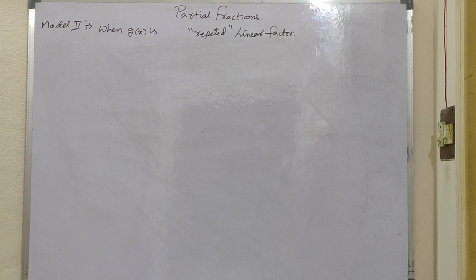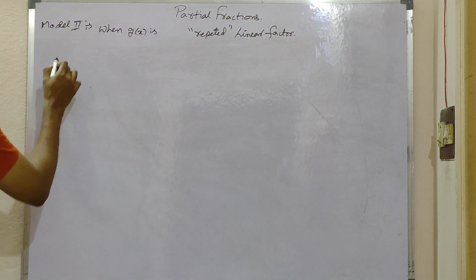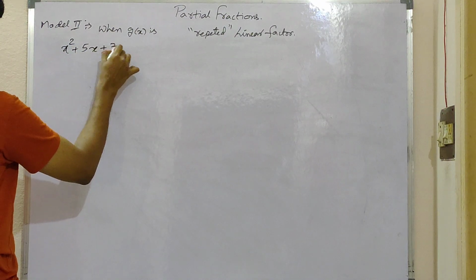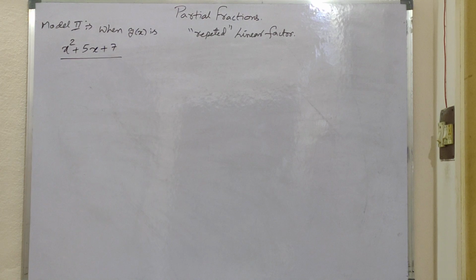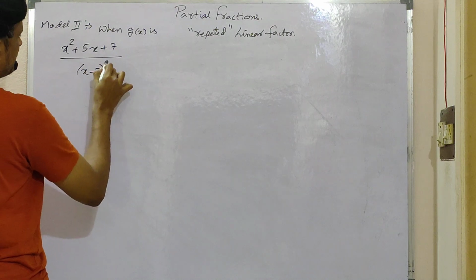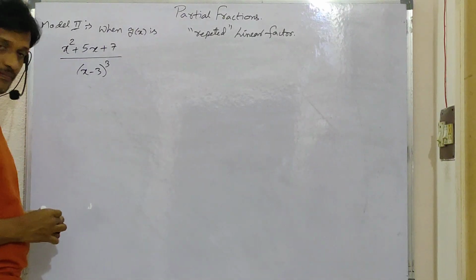So here the problem is: write the given fraction, x square plus 5x plus 7 by x minus 3 whole cube, as the sum of the partial fractions.